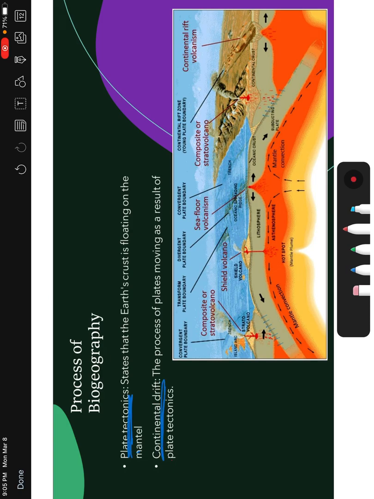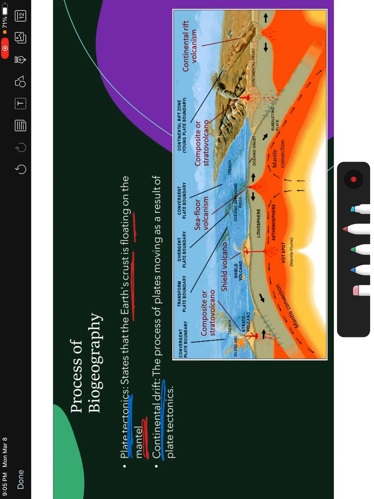So plate tectonics is just going to state that the Earth's crust is floating on the mantle. On the outside, if you want to think of it kind of like an egg, we have this hard outer shell, and then the inside is going to be this softer, gooier core. If you crack the eggshell, it's just kind of floating on this gooey center.